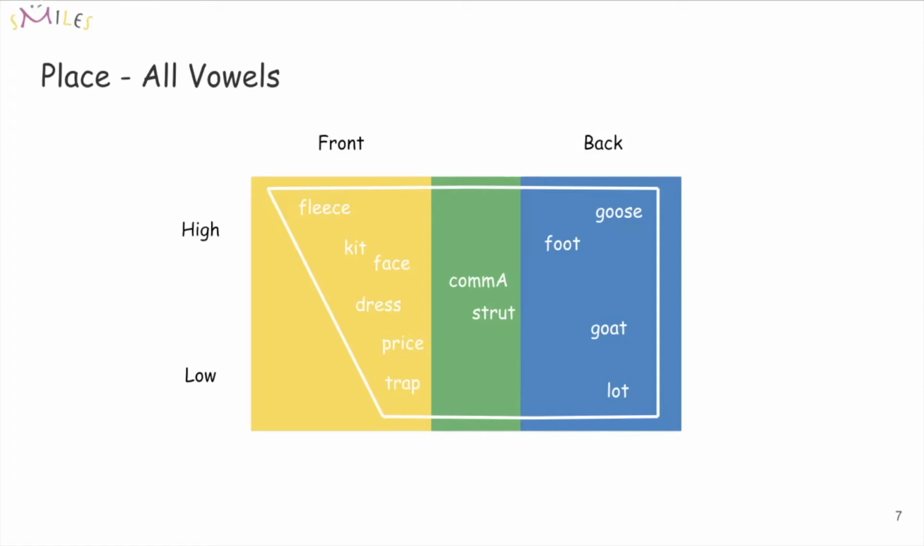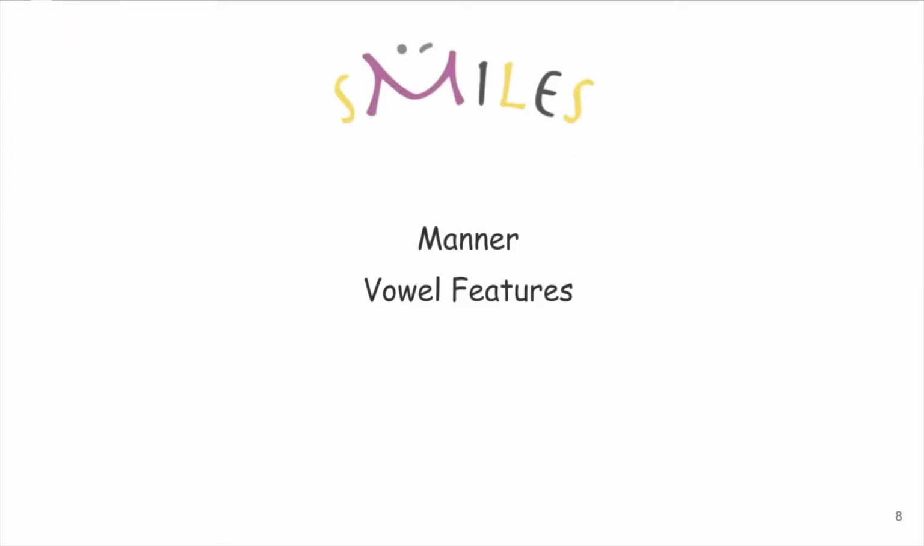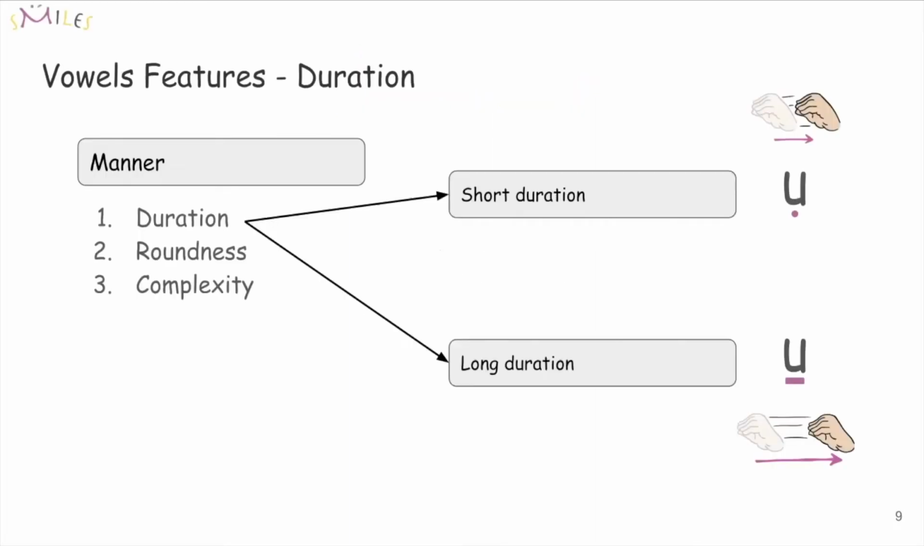This diagram places the 12 vowels included in the SMILES program within the vowel space. Each will be discussed in further detail in this presentation. This section describes the features of how each vowel is formed. There are 3 main features for each vowel sound: duration, roundness, and complexity.